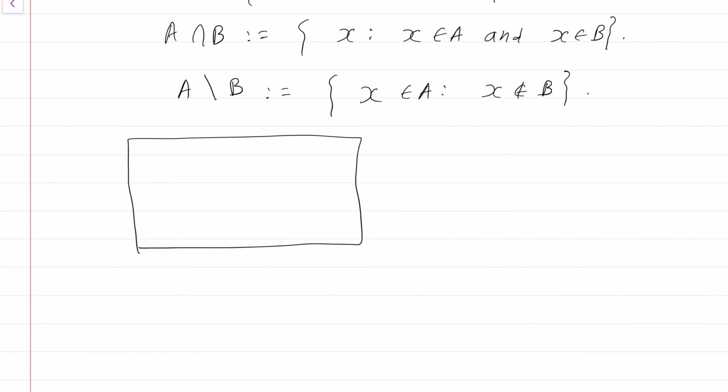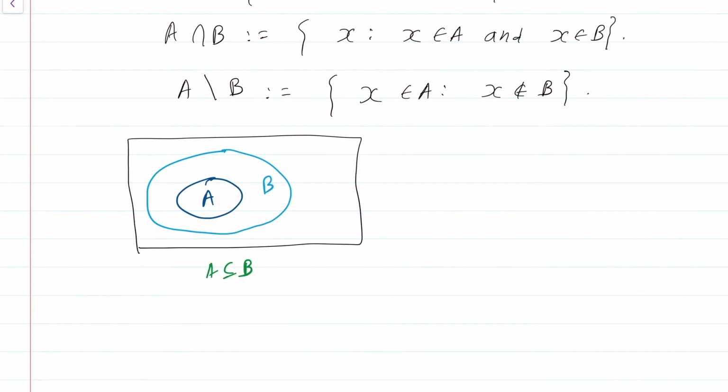This is the set. A subset of B just means that B is the larger set and A is fully contained in B. This is for A subset B. This is the Venn diagram.